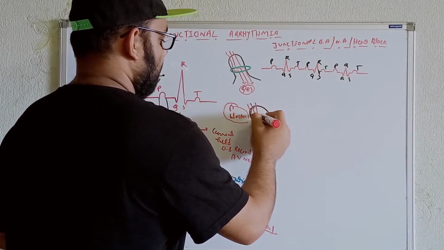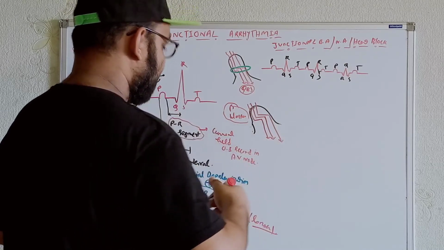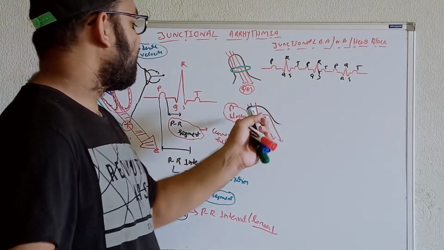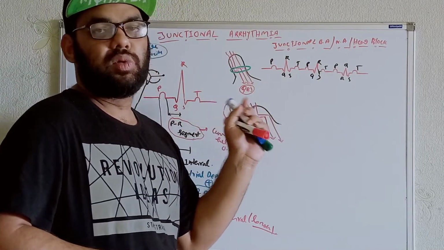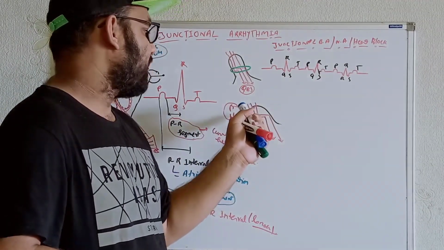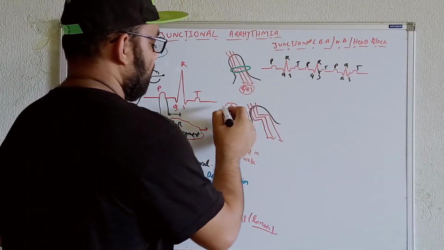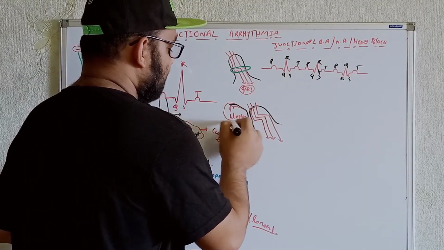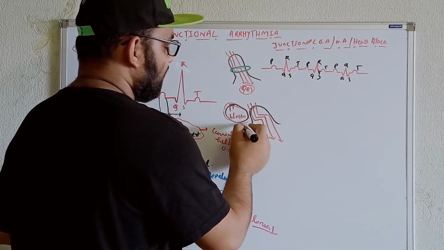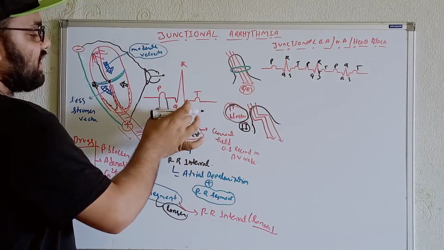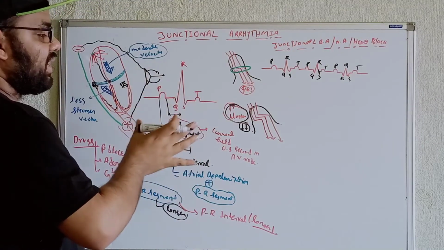Again the same way. So in these cases, whenever you are using the beta blockers, the conduction velocity within the AV node will be slower. Whenever it is slower, definitely try to understand that the PR segment, or in terms of the PR interval, will be increased.